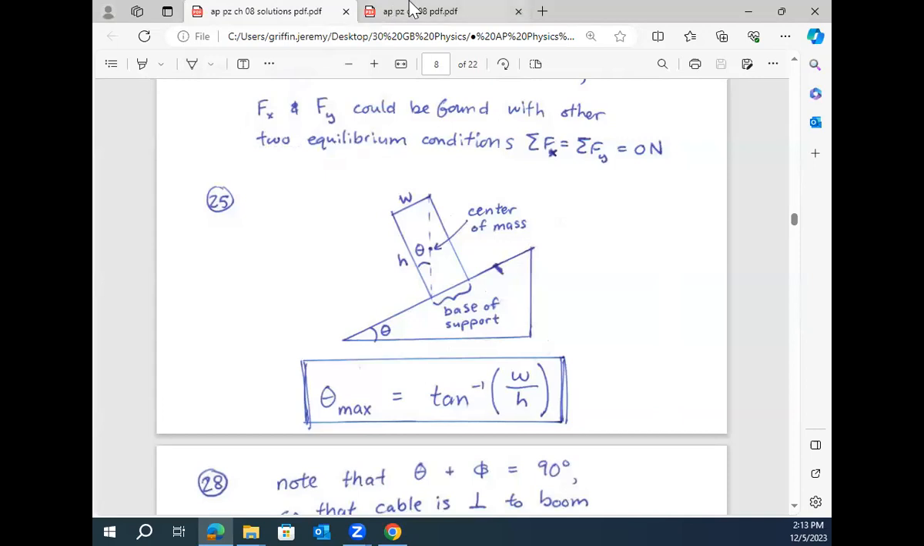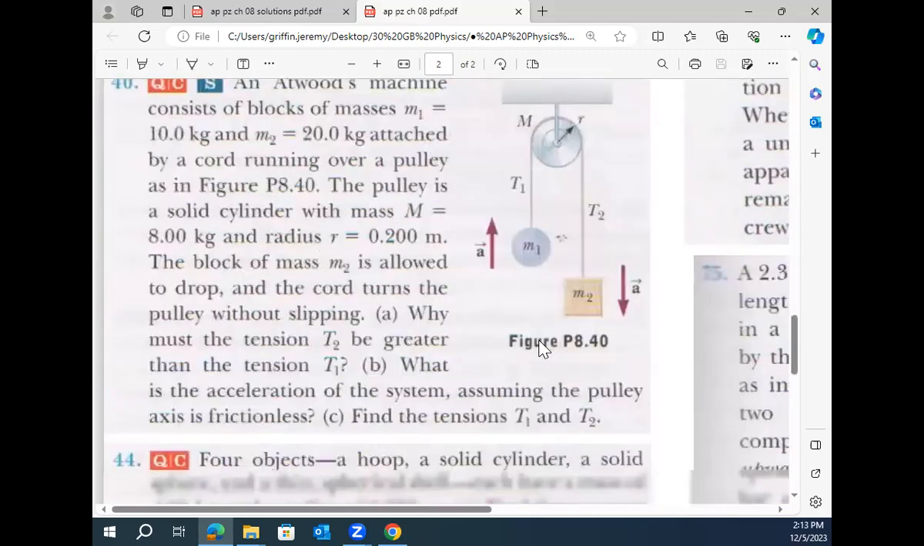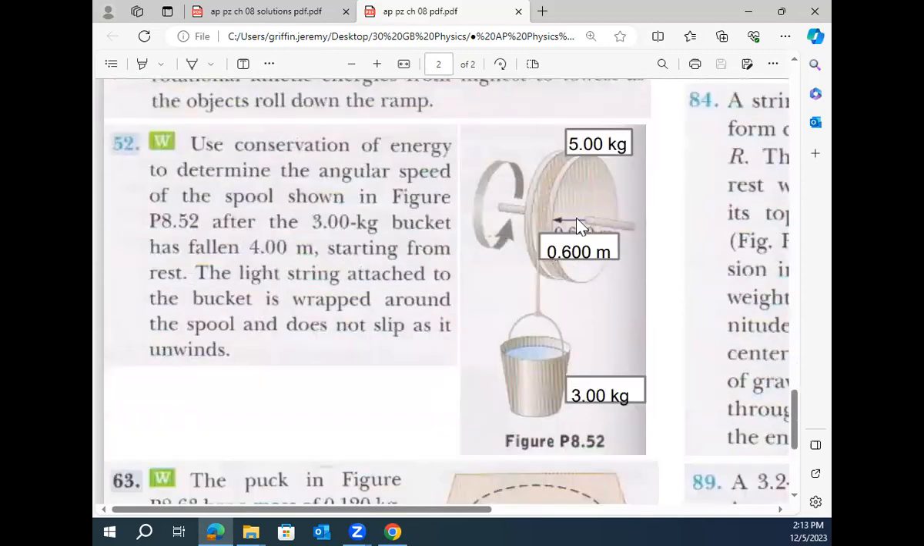Before I go to the solutions, can you guys imagine what this is going to look like? Actually, there's a similar type question coming up. Probably a pretty good picture. It's kind of like the picture down here for number 52. It's a very similar picture. Got a cylinder, rope wrapped around it. It's free to rotate. Instead of the bucket, it's just a 75 kilogram guy.